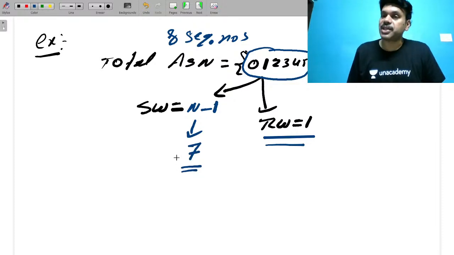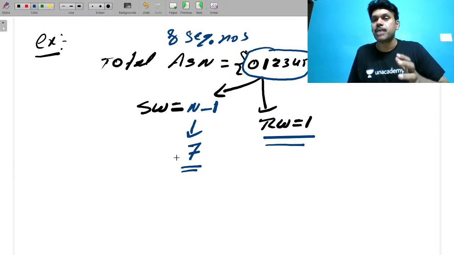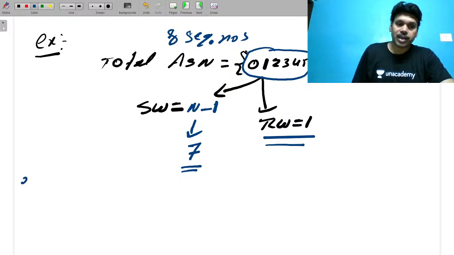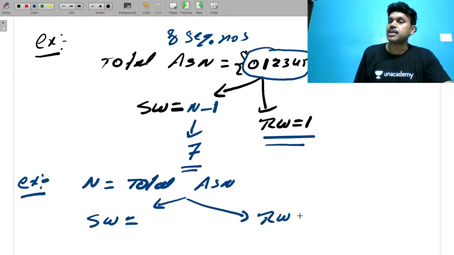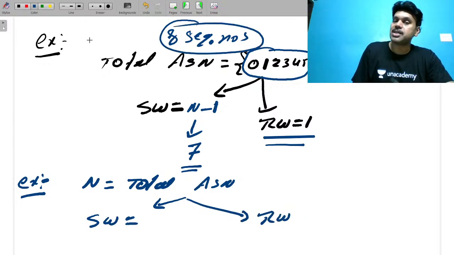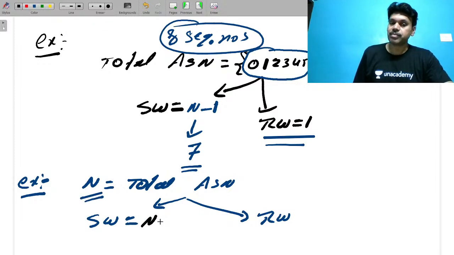I have just reset your sender window size from 2 power n to 2 power n minus 1. Why have I reset? You will understand. If I am saying n is equal to total available sequence numbers, then what is the sender window size? What is the receiver window size? So total available sequence numbers are 8. If I am keeping it as n, it is n minus 1, and it is 1.